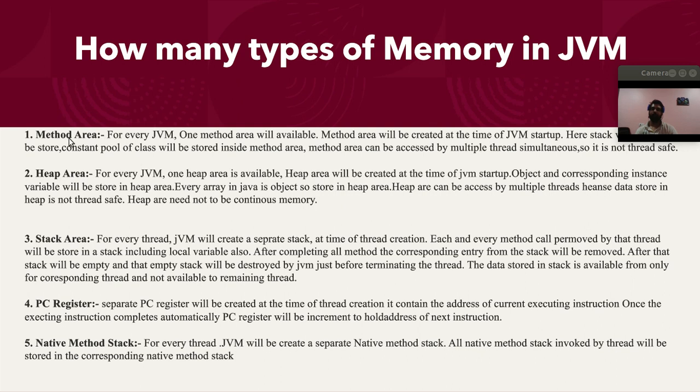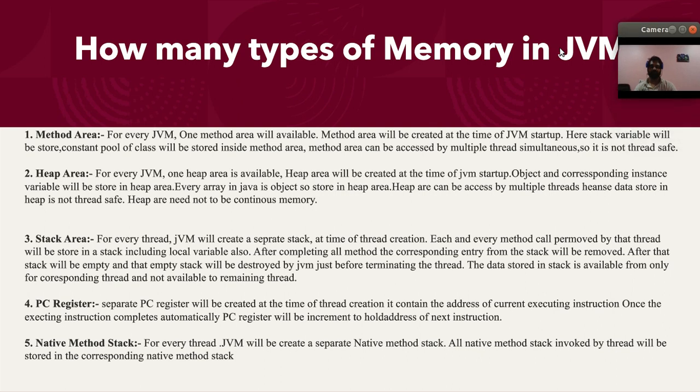First is the method area, so let's discuss it. For every JVM, one method area will be created by the JVM. The method area is created at the time of JVM startup. So when we start the JVM, it will create one method area. Here the static variables will be stored, and the constant pool of a class will also be stored inside the method area.